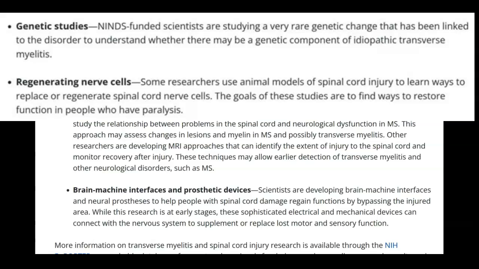Regenerating nerve cells is another area of study. Some researchers use animal models of spinal cord injury to learn ways to replace or regenerate spinal cord nerve cells. The goals of these studies are to find ways to restore function in people who have paralysis, and that is a really important one. I am not sure if they're going to focus on injury caused, parasitic caused, infection caused, inflammation caused. I don't know what their goals really are, but this is a very important piece of research that will have implications not just for transverse myelitis, but also for multiple sclerosis.